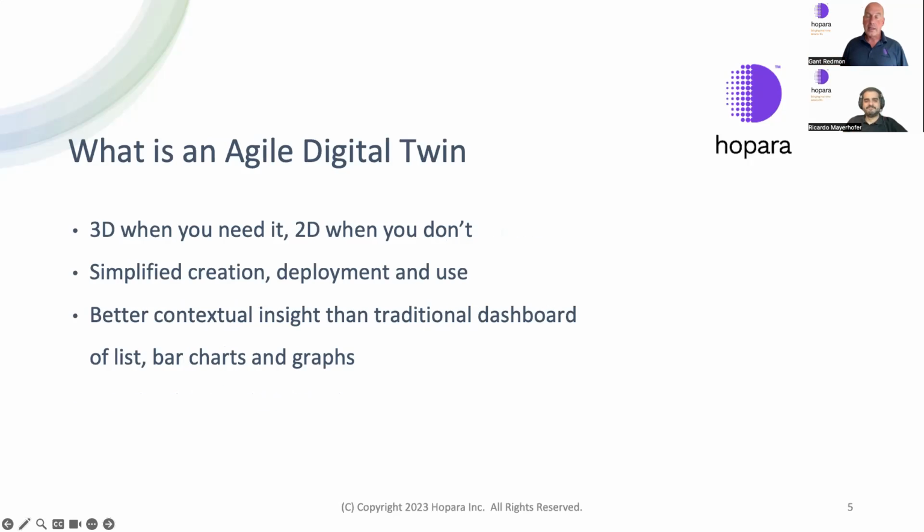So allow me to introduce you to an Agile Digital Twin. What is this? An Agile Digital Twin is 3D when you need it. So great, we can get some 3D for you, and 2D when you don't. And between us, I'll tell you, 2D is often plenty. What does this mean for you? So simplified creation, deployment, and use. We just want to make this simpler for you. We want to make it easier, faster, and yet we still want to make sure that you're getting that visualization in context.